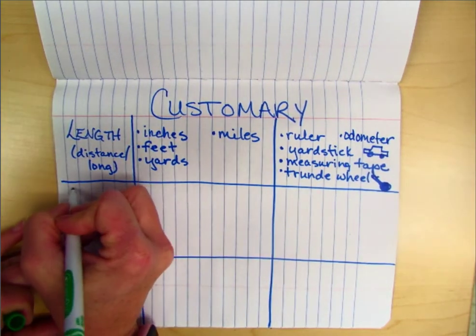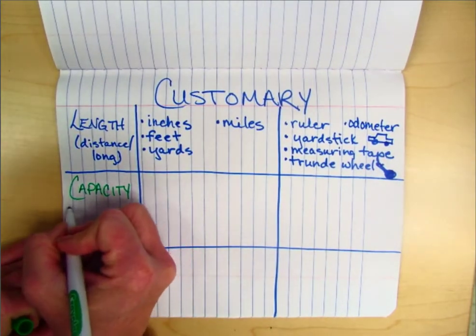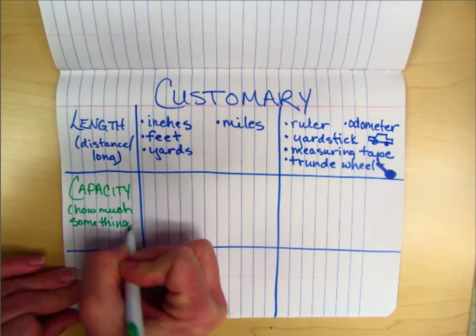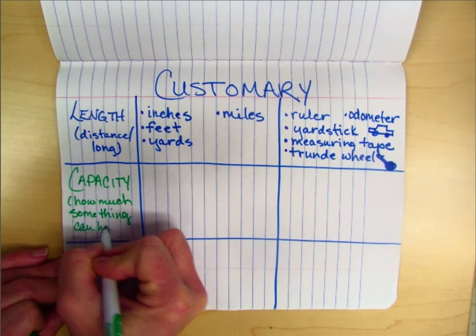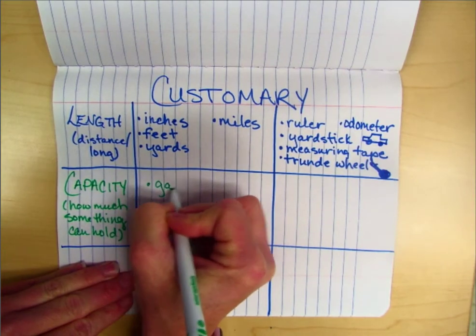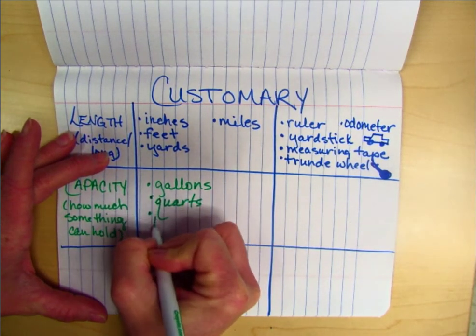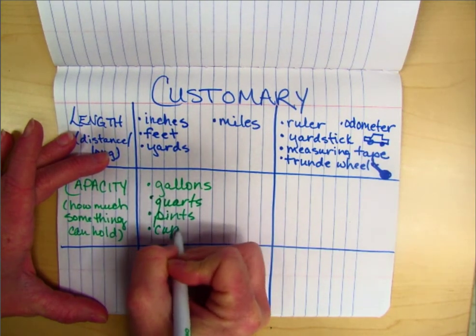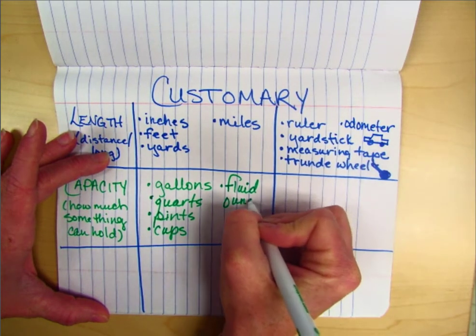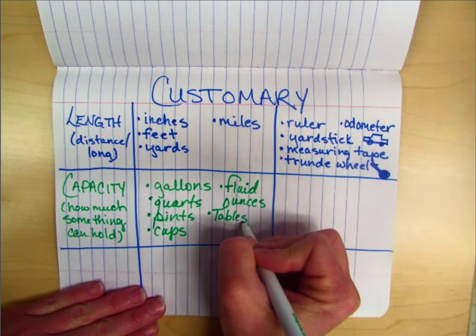For capacity, when you see capacity, you're thinking about how much something can hold. I'm thinking water bottles, measuring cups, fish tanks, things like that. So when you're doing capacity, you're looking at how much something can hold. For customary problems, we're going to be using gallons, quarts, pints, cups, fluid ounces.